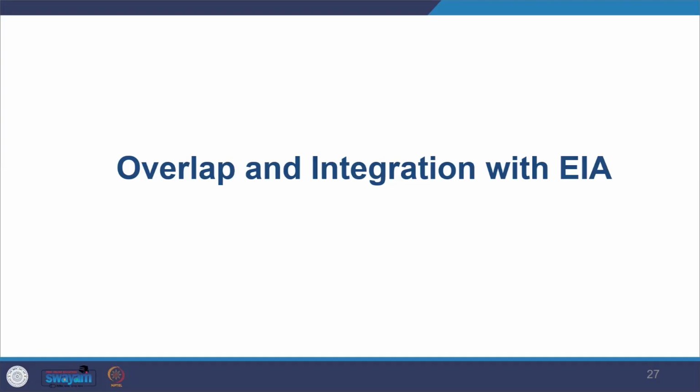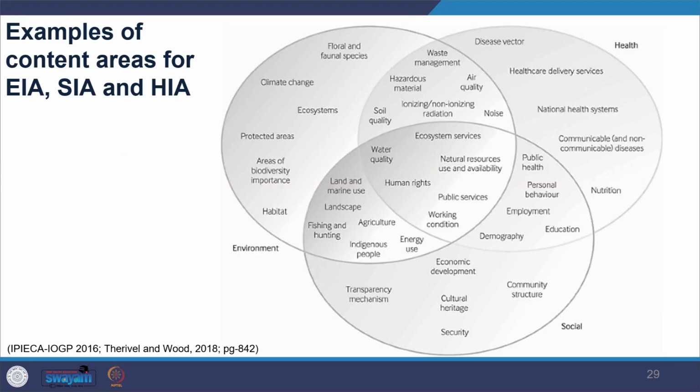Since the subject is complex, the context, the socio-economic factors, infrastructure, policy, all would be influencing it. So there will be a lot of crossover and overlap among disciplines, and you will need a lot of integration with the team. When you have to do health impact assessment, you have to collaborate with people from different domains. Here in the diagram, you can see how EIA, social impact assessment and health impact assessment have so many domains which overlap.